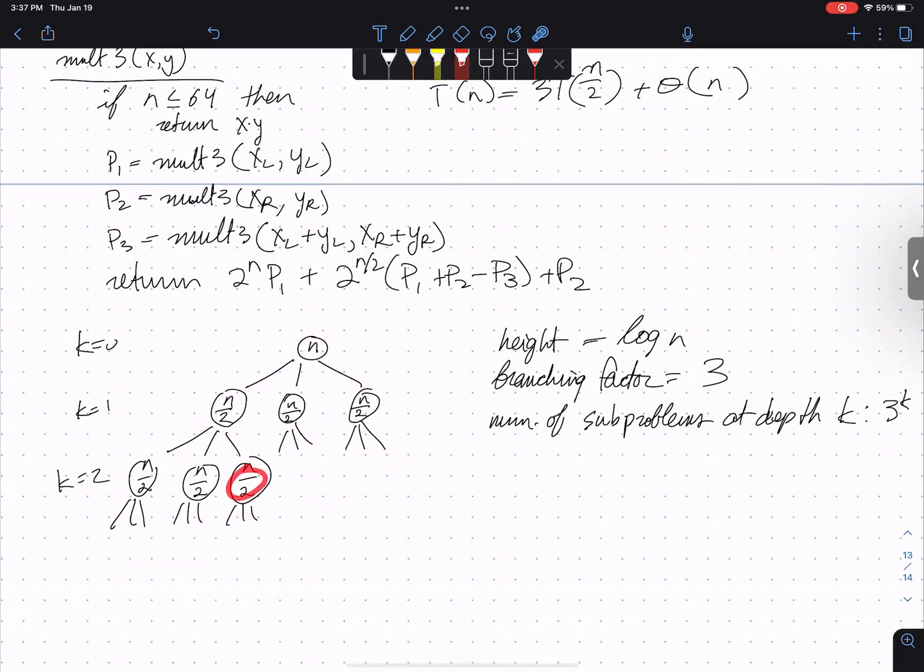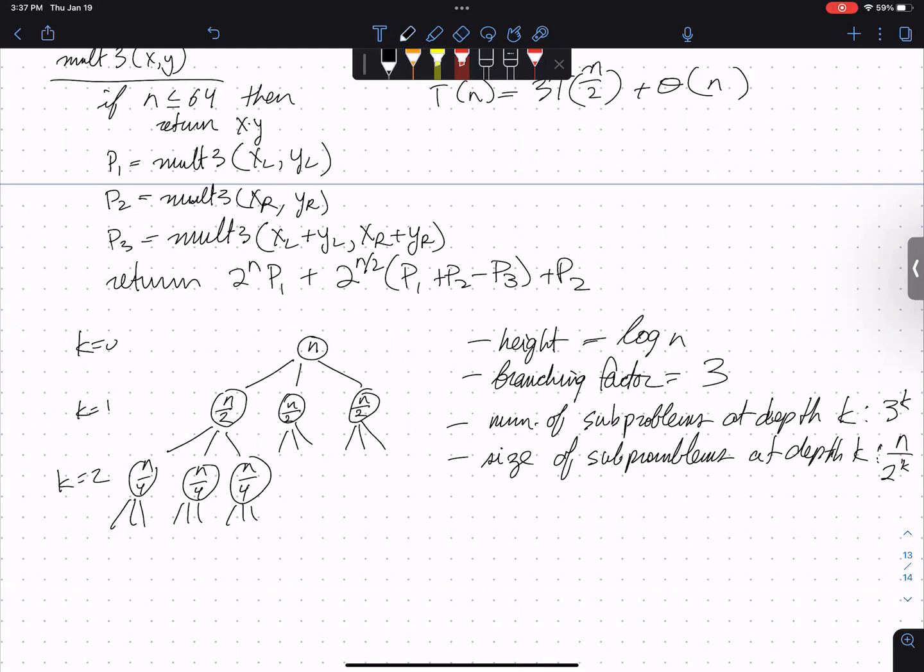Absolutely. So these n over 2 is a mistake. It should be n over 4, because at n over 2, after that, we halve the input again for the next level of recursion. Great. Thank you. Now the size of subproblems at depth k is actually the same as before. It's n over 2 to the k. We halve each time at each new depth we have.